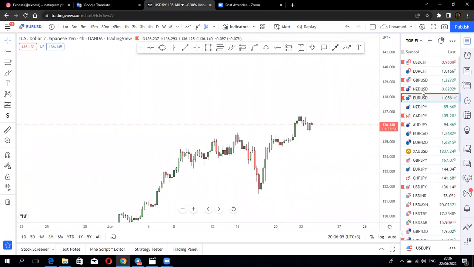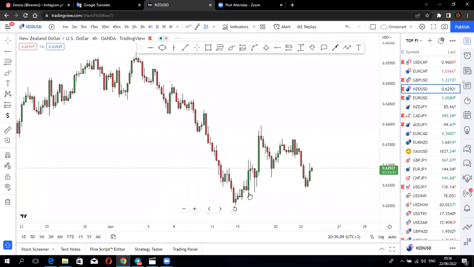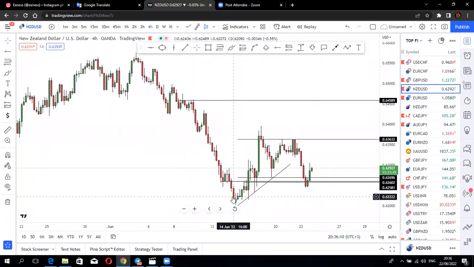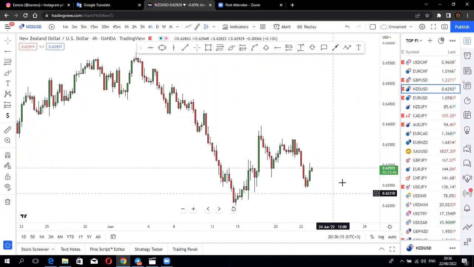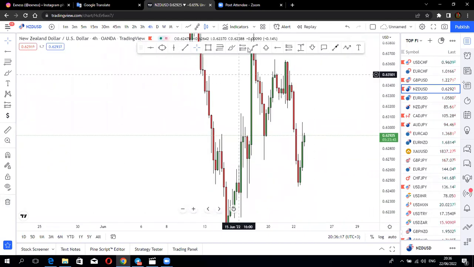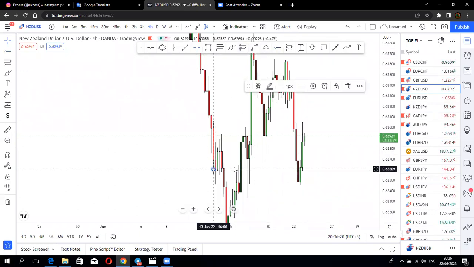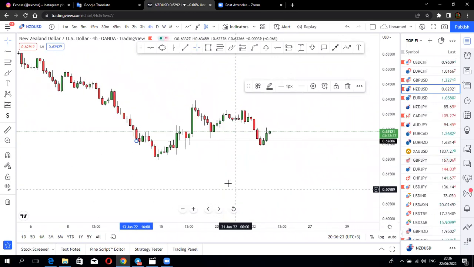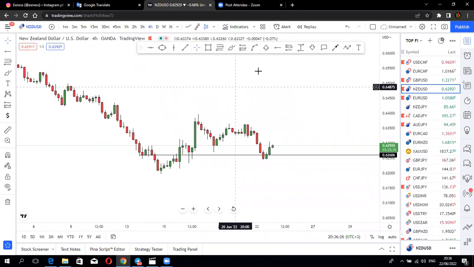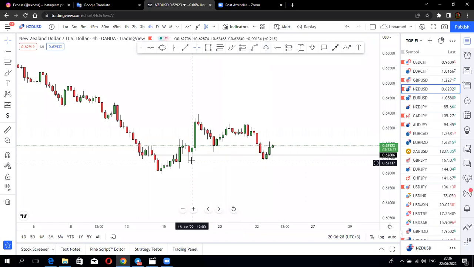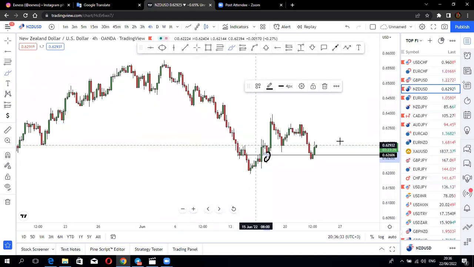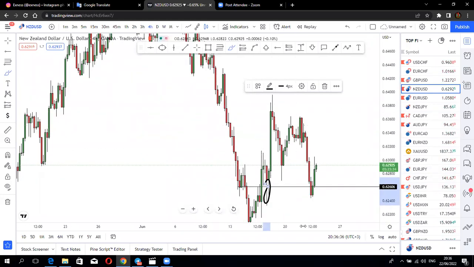Okay? So let me look at another few examples ambazo tunaweza tukazitake. Okay, kwa mfano hapa who was having this one ambayo ilikuwa ni invalidation point, as we discussed before, baada ya price ku break, it retest over here na ika close above na ika take trade ikaenda.